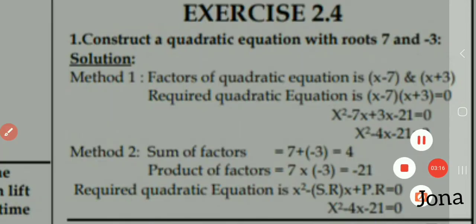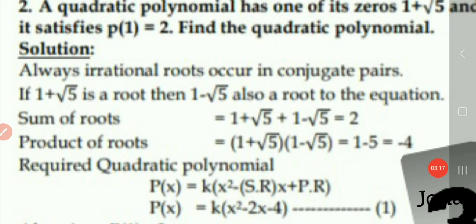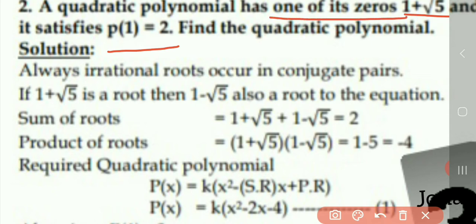Let me see the second problem now. A quadratic polynomial has one of its roots is 1 plus root 5 and it satisfies p of 1 equal to 2. Find the quadratic polynomial. So already this quadratic polynomial has one of its zeros, it's nothing but one of its factors is 1 plus root 5.